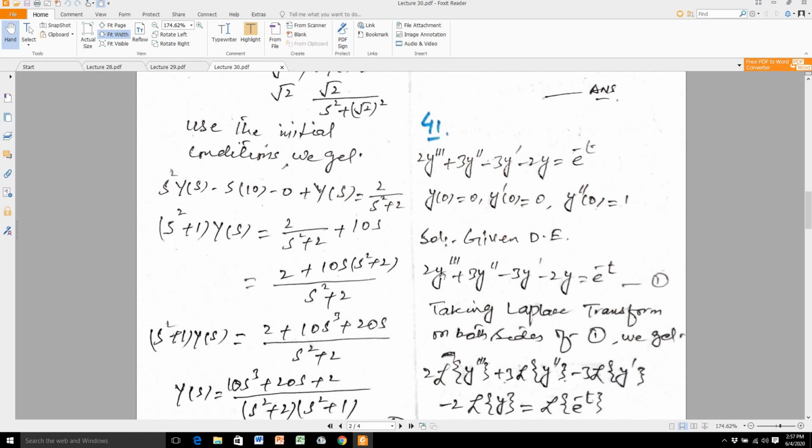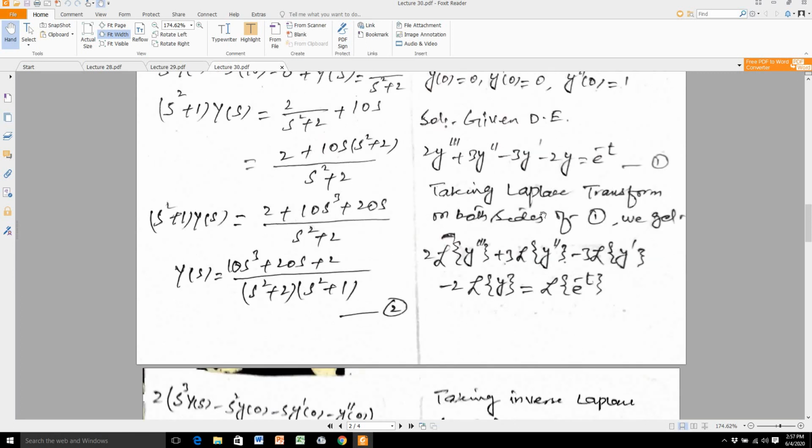The given differential equation is 2y triple prime plus 3y double prime minus 3y prime minus 2y is equal to e raised to the power minus t. Say this is equation number 1. Now taking the Laplace transform on both sides of equation number 1, we get 2 into Laplace y triple prime plus 3 Laplace y double prime minus 3 Laplace y prime minus 2 Laplace y is equal to Laplace e raised to the power minus t.